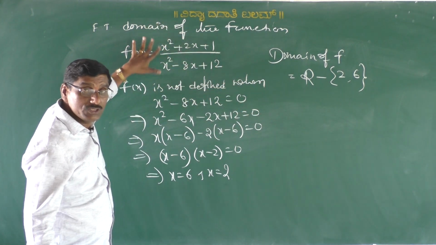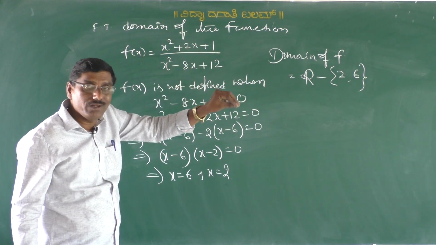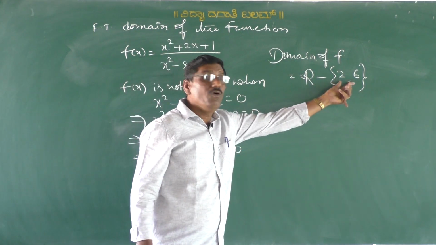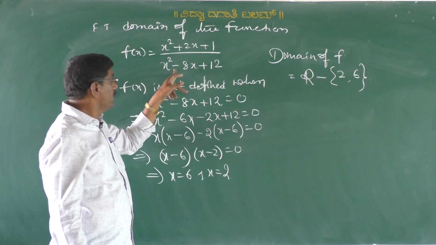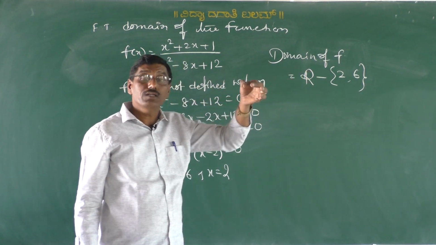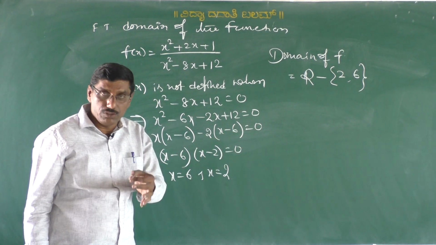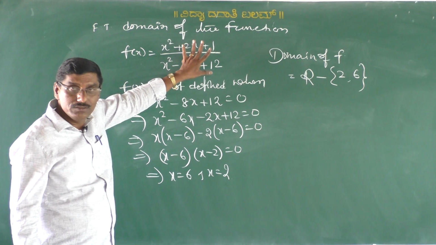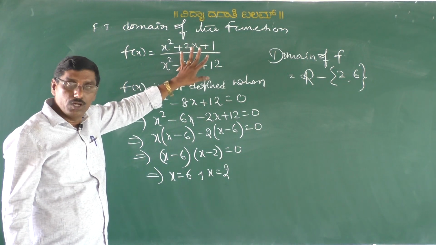Since this function is defined for the set of all reals except these two, what happens if I give 2 or 6 in the denominator in place of x? We get 0. That means in that case this is not defined. This is not defined. Are you understood?